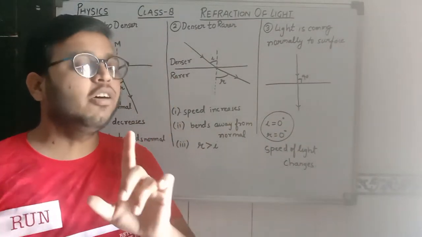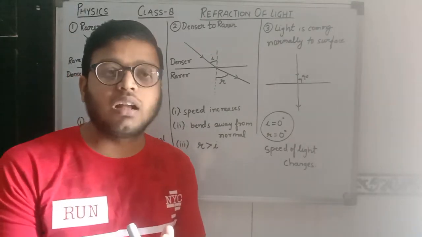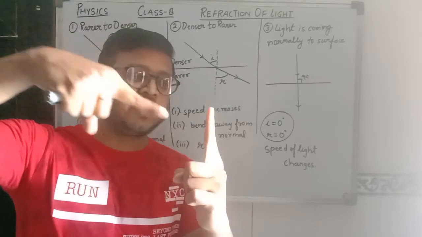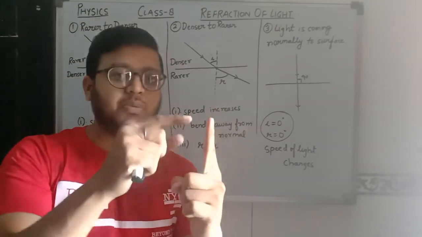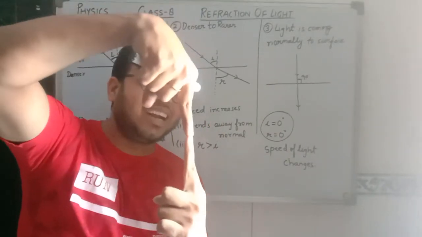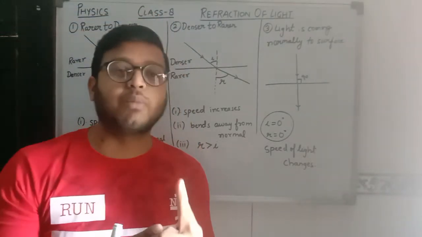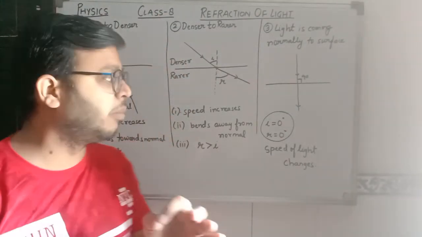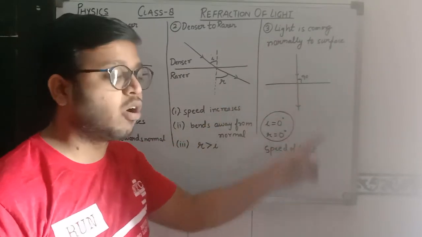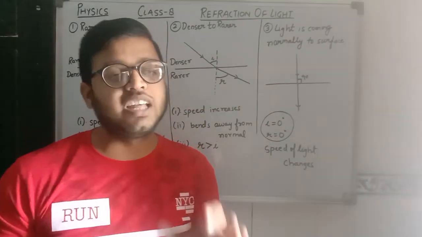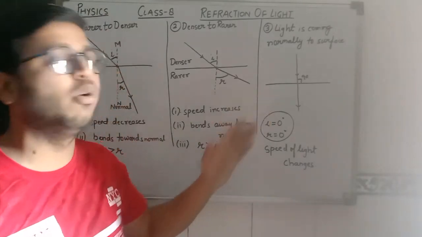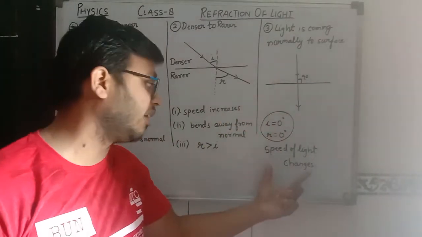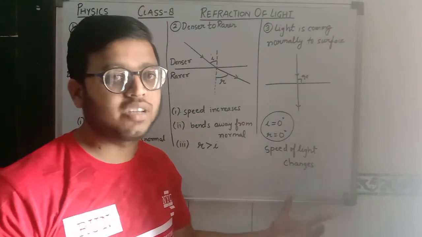Because angle of incidence is the angle formed between the normal and the incident ray. If the incident ray is coming like this, then there must be some angle. But if the incident ray is coming coinciding with the normal, then the angle between them is 0 degree. So always remember that if the light ray is coming normally, then the angle of incidence and the angle of refraction both are 0 degree. The light ray will not get any bending, but speed of light changes accordingly.